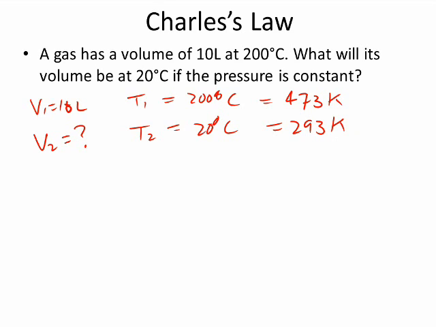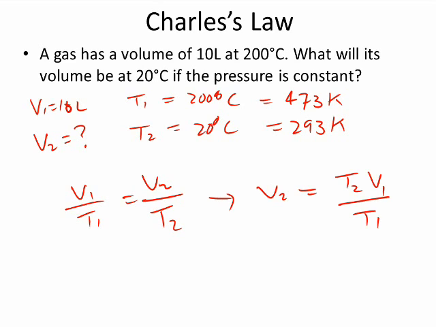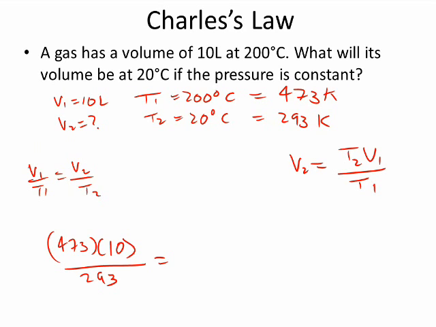So let's look at this equation. We have V1 over T1 equals V2 over T2, and we're solving for V2. That just means we can rearrange this equation, and now we just plug it in. We have 293 times 10 divided by 473. That equals 16.1 liters. So you can see it expanded quite a bit there, by 6 liters.